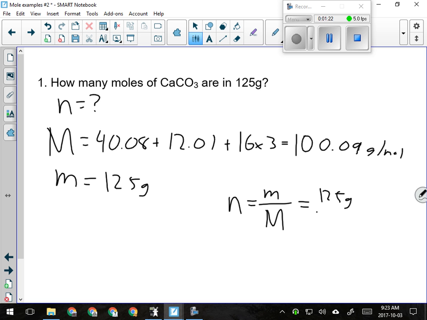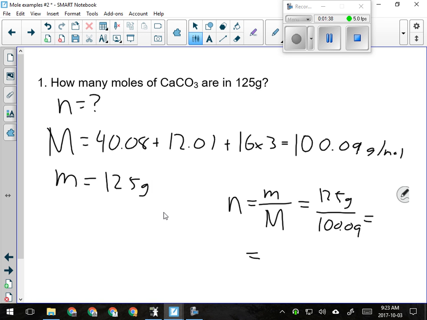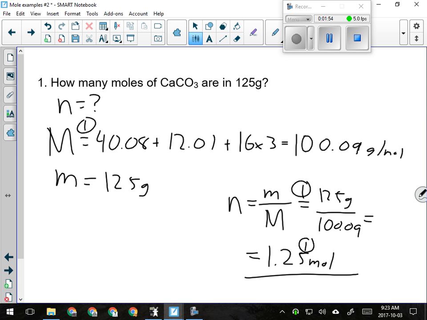125 grams was our mass, 100.09 was our molar mass. So we'll take our 125 and divide it by our answer. So we get 1.25 moles. Questions on that one? All right, so that's a 3-mark question. You get 1 for your molar mass and givens, 1 for your mathematical operations, and 1 for the answer.